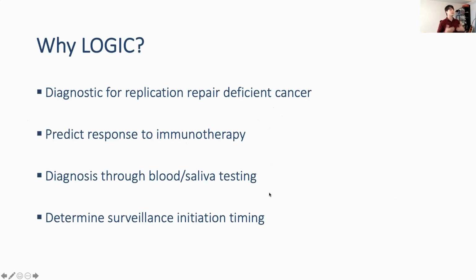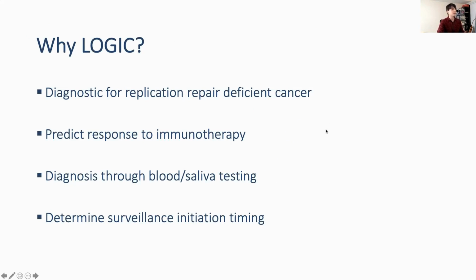So now to summarize, why are we so excited and what is logic used for? First, it can be used for diagnosis of replication repair deficiency in cancer and to predict response to immunotherapy. We can diagnose it in the blood or saliva, and it can determine the initiation of surveillance. So these are the things that we are currently working on.